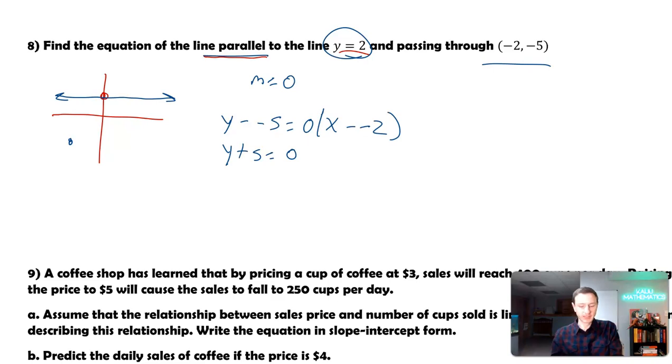0 times x minus -2 is 0. 0 times anything is 0. So then I just have to subtract 5. y equals -5. So here is my equation of the line, y equals -5, that is parallel to the line y is equal to 2.